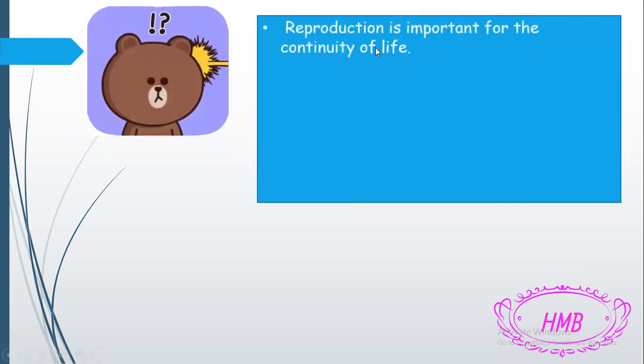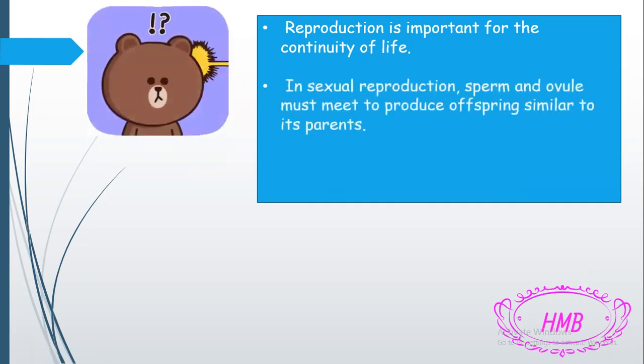First of all, we took that reproduction is important for the continuity of life, and so all living things can continue their life normally through their life cycle, and then at the end they will reproduce to give new offsprings. In sexual reproduction, sperm and ovule must meet to produce offspring similar to its parents. We have to remember that we studied two kinds of reproduction, sexual and asexual.